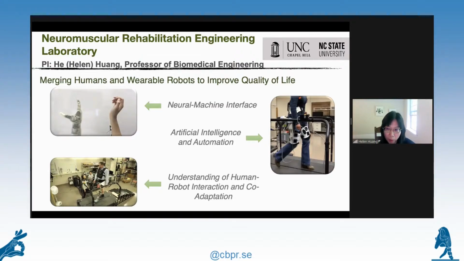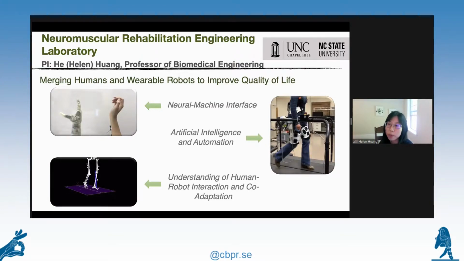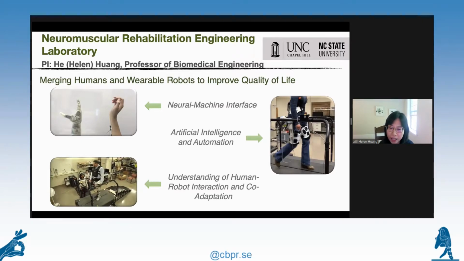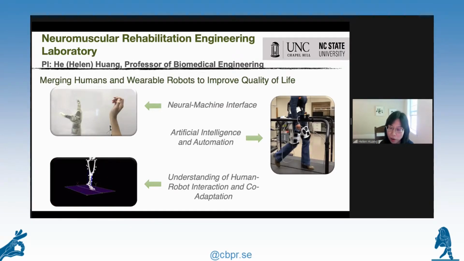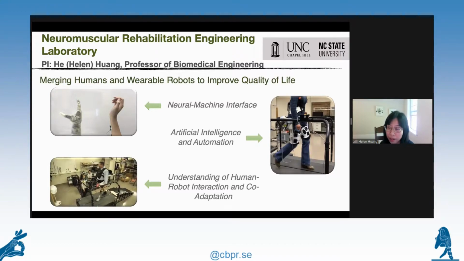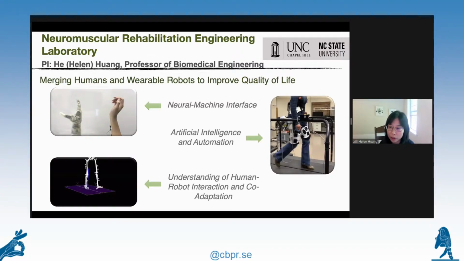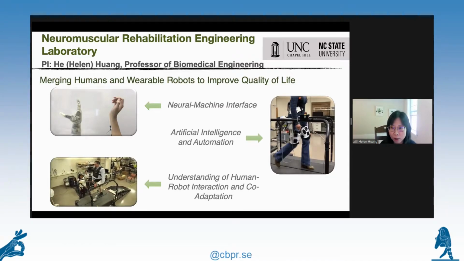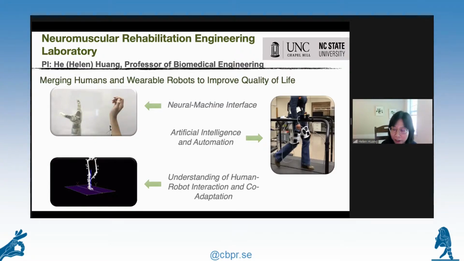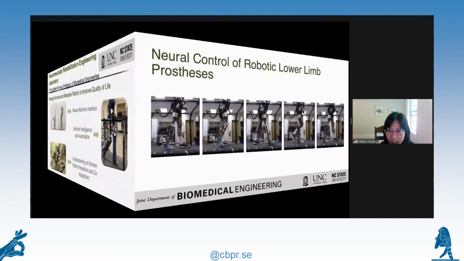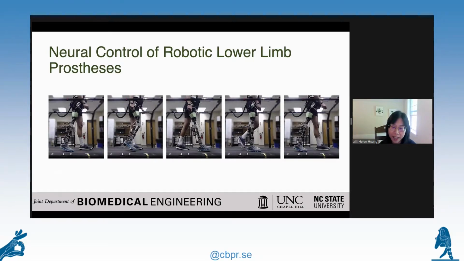And of course, because I'm working on the human-device interface, understanding how humans and robots interact and co-adapt with each other is very important. Just like what Elliot shows, we do this fundamental understanding and inform our control mechanism, and using the control, we understand the science further. In this talk, because time is limited, I will only focus on my current work. For a long time, I have worked on the neural control of robotic lower limb prostheses.